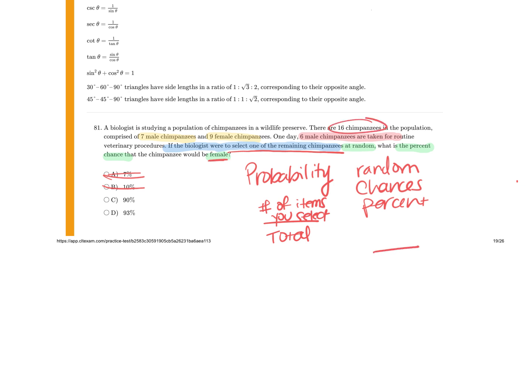There were 16 total, but 6 males were removed, so now the total is 10. And on the numerator, we put the items that we want to select at random. The question is asking us to select at random females. There's 9. So there's a 9 out of 10 chance that we get a female. If we multiply the denominator and the numerator by 10, which will help us to calculate percent, we'll see that it's 90 out of 100 or 90%.